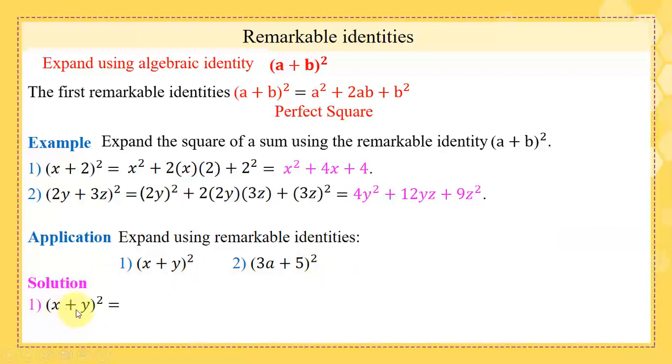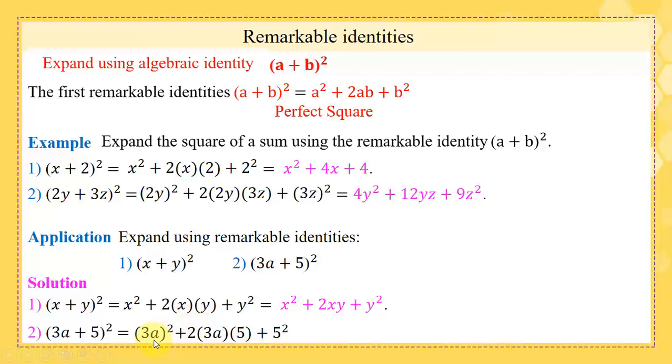Solution. x plus y squared. We do it using the first remarkable identity. x represents a and y represents b to get x squared plus 2xy plus y squared. 3a plus 5 squared. 3a represents a and 5 represents b. We get the following: a squared plus 2ab plus b squared. The answer is 9a squared plus 30a plus 25.